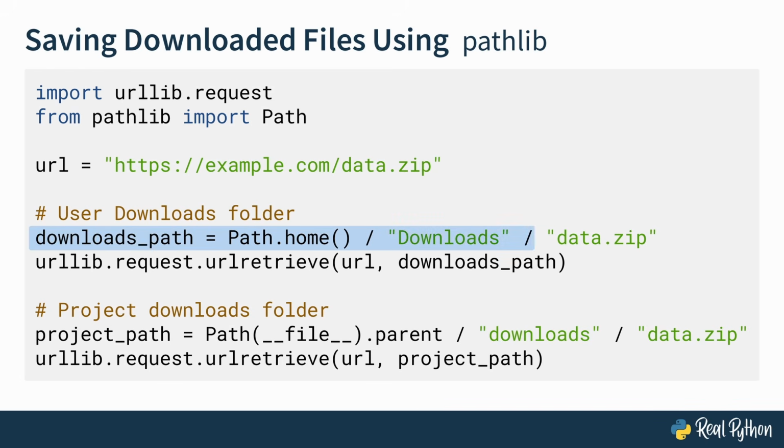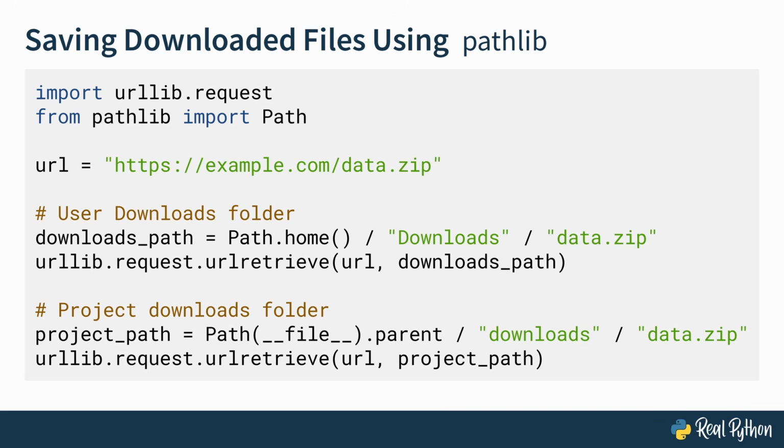First, you use Path.home to get the user's home directory and save the file in the downloads folder, which is a common and expected location for downloaded files. In the second example, you refer to the folder where your script is located and create a project-specific downloads folder. Using pathlib like this makes your downloads clean, predictable, and cross-platform. Do go through the pathlib tutorial linked in the additional resources section to learn more about pathlib.